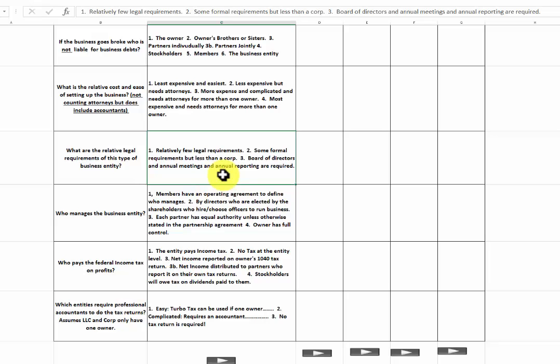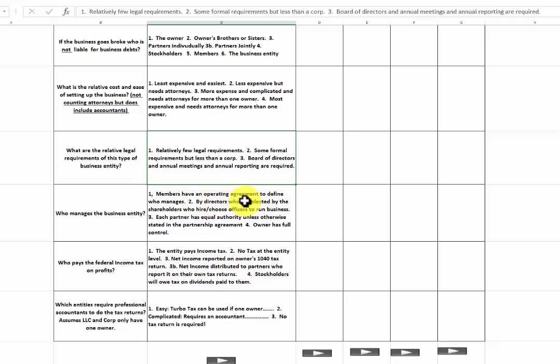A stockholder not invited can sue for the liquidation of the corporation for having not been invited to a corporate meeting. So there are those issues where the LLC doesn't have that. Members have an operating agreement that defines who manages. Well, it says members, so you know that's an LLC.